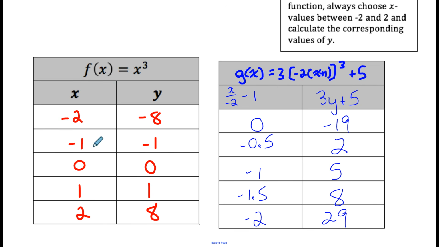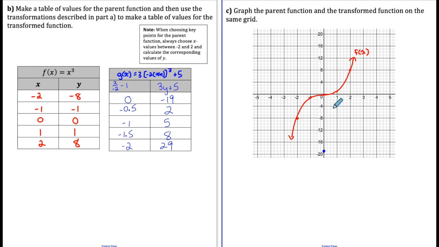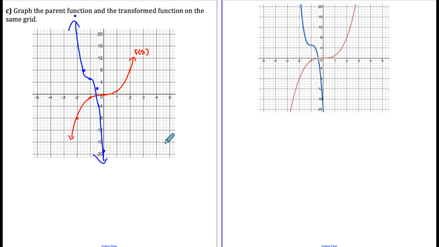Let's graph the parent function and the transformed function. So parent function: 0, 0, 1, 1, 2, 8, negative 1, negative 1, negative 2, negative 8. Just be careful with the scale here. So there's my f of x function. And now we'll do the transformed function. Okay, there's a rough sketch of the graph, and we can compare that to what Desmos would give us.